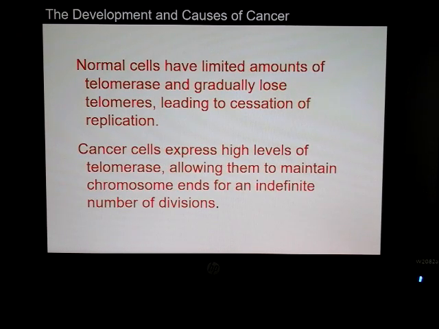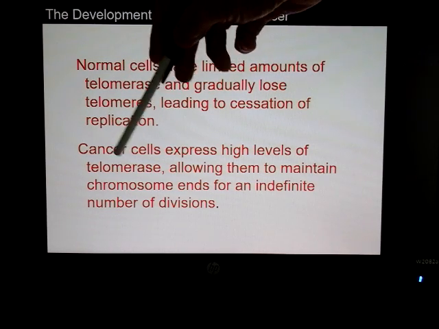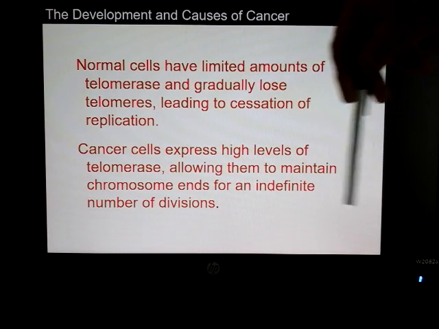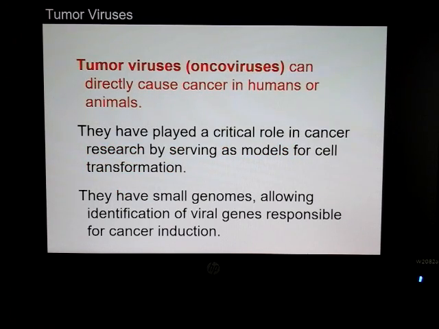Now, normal cells also have limited amounts of telomerase, and you guys know where your telomeres are. So what happens is they gradually lose telomeres, leading to cessation of replication. So the cells stop dividing, basically. But cancer cells will express high levels of telomerase, and that allows them to maintain the chromosome ends, and they have an indefinite number of cell divisions.